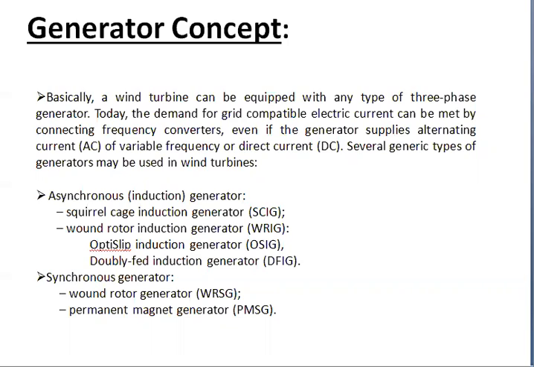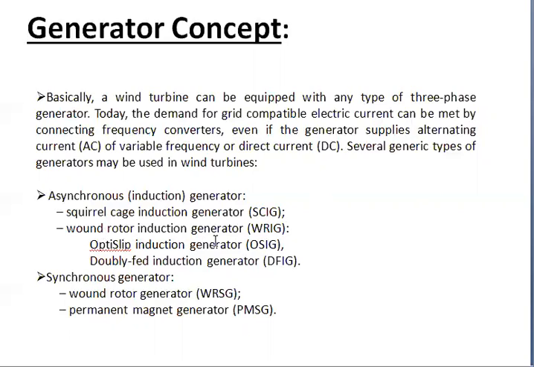Some of them are the asynchronous generators, that means the induction generators. There are mainly two types of induction generators which are used in wind turbines. Those are the squirrel cage induction generator, that is represented as SCIG, and the second one is the wound rotor induction generator, that is represented by WRIG.